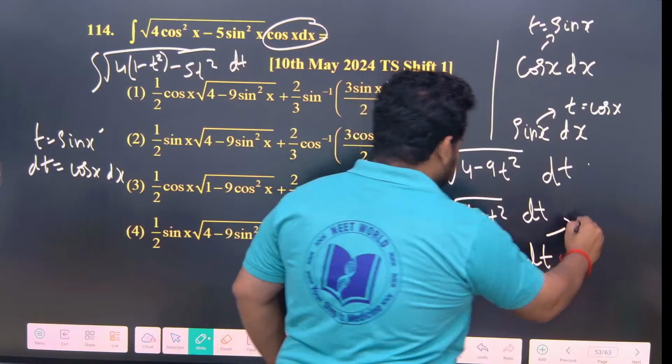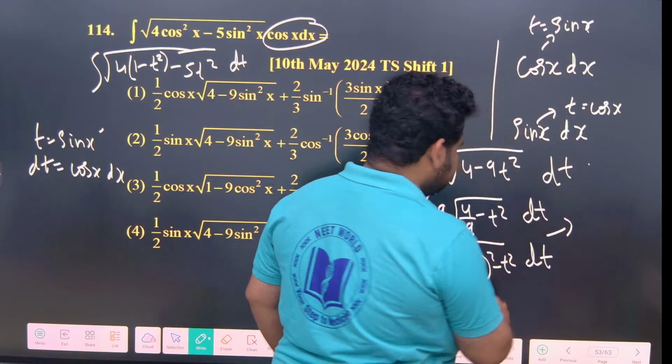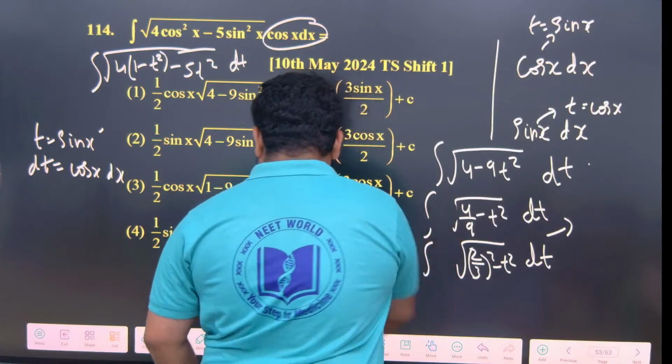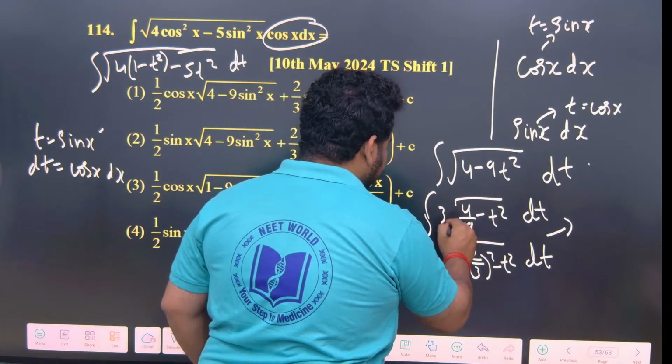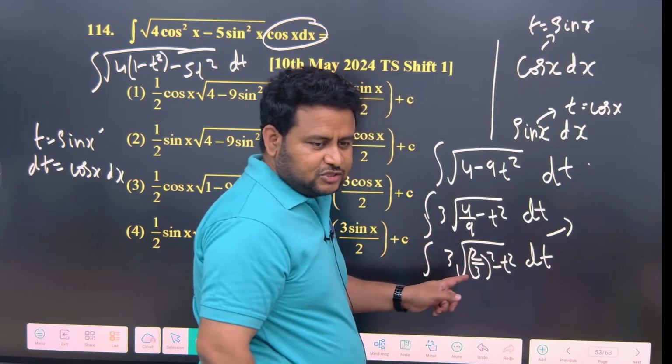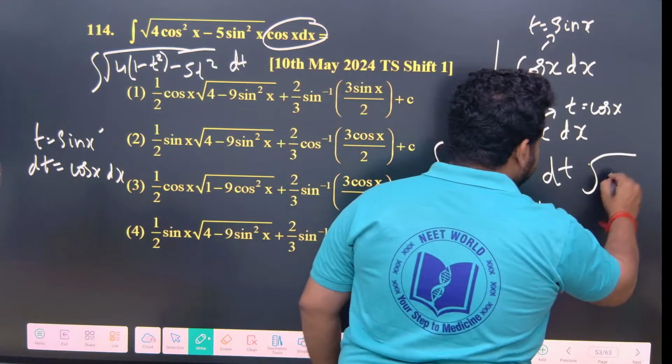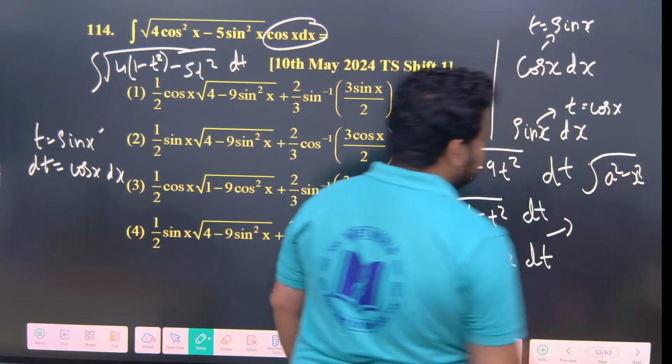If I take 9 outside, the square root will become 3. So this will be 3. Now (2 by 3) whole square minus t square. This is of which form? Square root of a square minus x square.